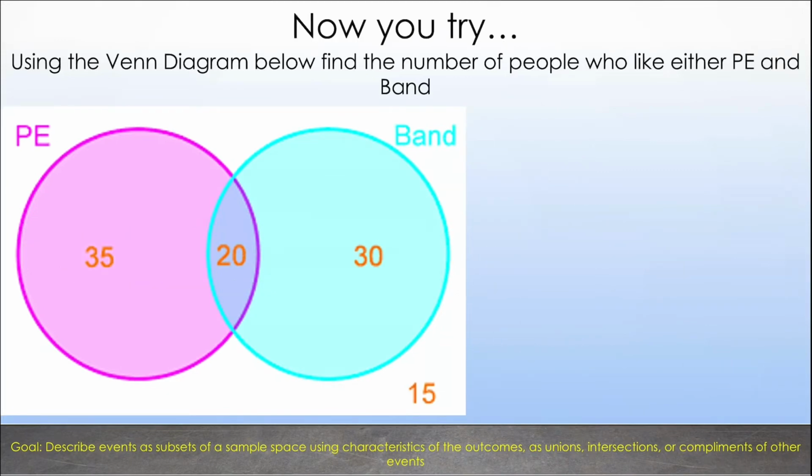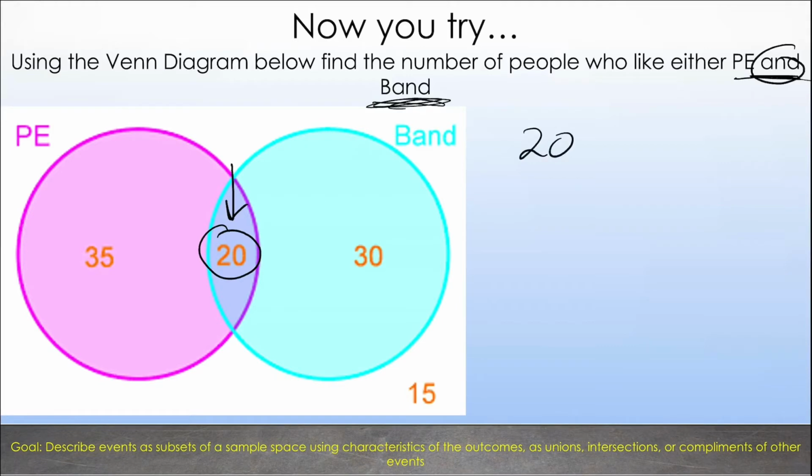Now you try. Using the Venn diagram below, find the number of people who like either PE and band. So the keyword here is "and." Alright, so hopefully you got the right answer. Let's go through it real quick. My "and," so they like PE and band. It has to be the combo.